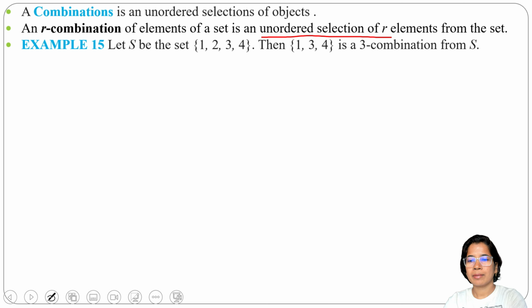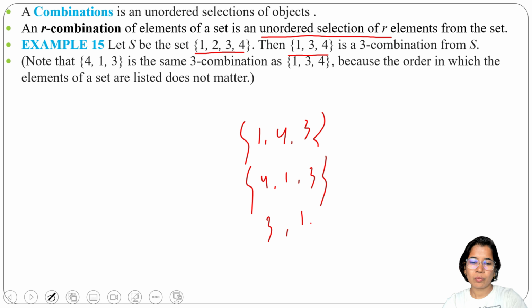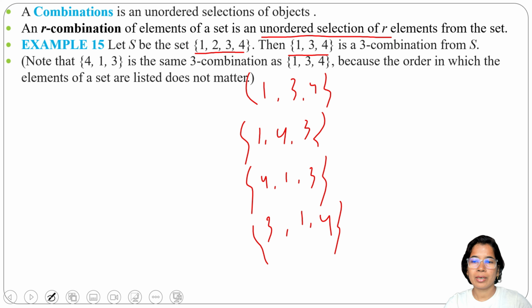Let's see one example, Example 15. We have a set having 1, 2, 3, 4. Then 1, 3, 4 is a 3-combination from this set. So from this set {1, 2, 3, 4} we can select any 3 elements, and that will be a 3-combination. Like 1, 2, 3 is a 3-combination, 1, 3, 4 is a 3-combination, 1, 2, 4 is a 3-combination. So here 1, 3, 4 and 1, 4, 3 both are the same because order doesn't matter, right? 3, 1, 4 is the same too. So 1, 3, 4; 1, 4, 3; 4, 1, 3; 3, 1, 4 are all the same as order doesn't matter.